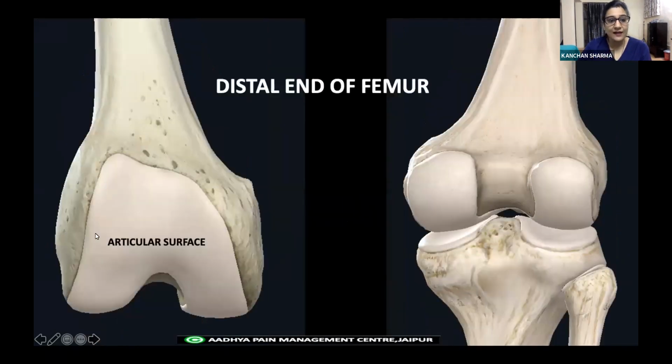Second thing, just have a look at the articular surface, the lower end of your femur. This is the articular surface, which looks like this, and we call it the trochlea. If you look at the femur from the back, you're able to see that the femoral condyles are rounded. And in between these two condyles, you have a gap, and this gap we call the intercondylar groove.